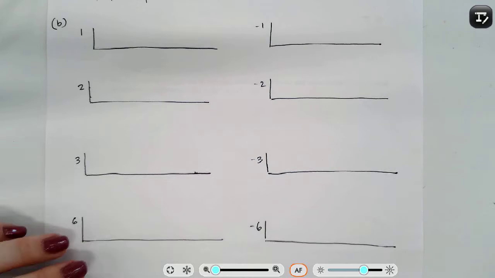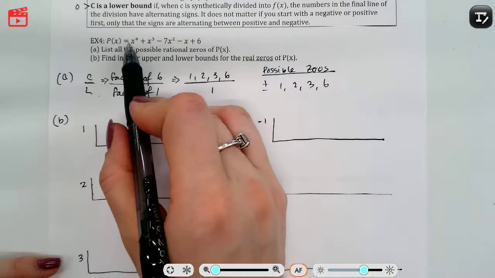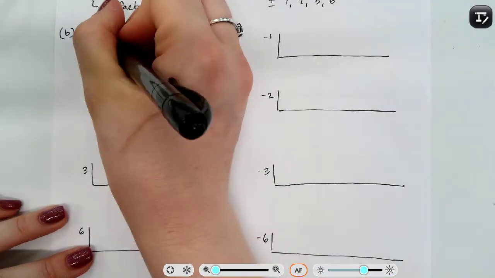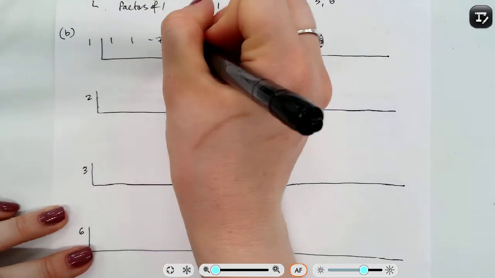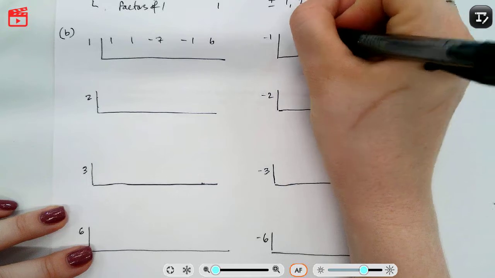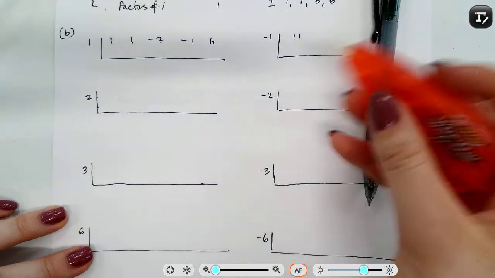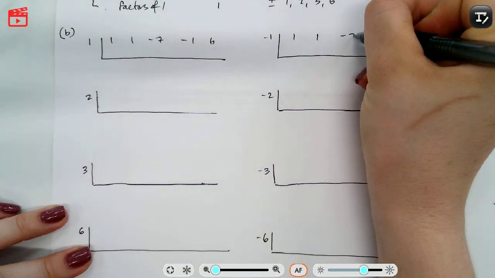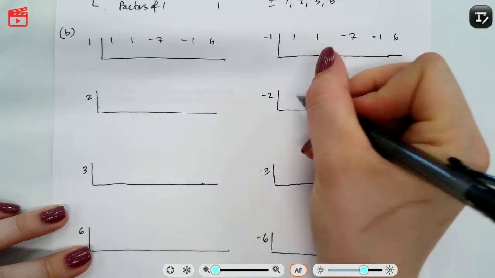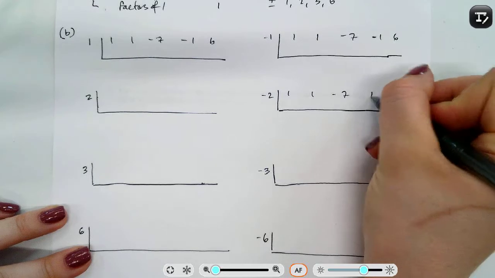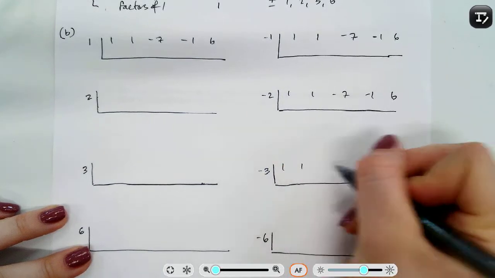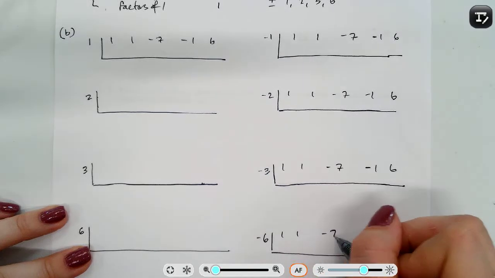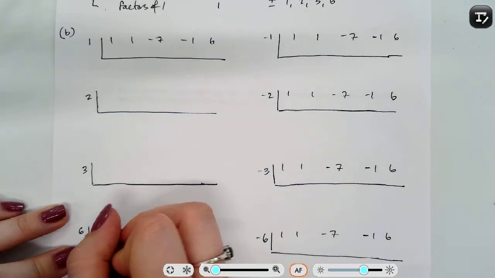Okay, so let's see, our polynomial is going to be 1, 1, negative 7, negative 1, 6. Let's write that down. And I'm just going to go ahead and fill those all in. Ooh, that looks like an 11. No, not good. Okay. You normally wouldn't write them all out like this, but I'm just going to go ahead and do that for this.